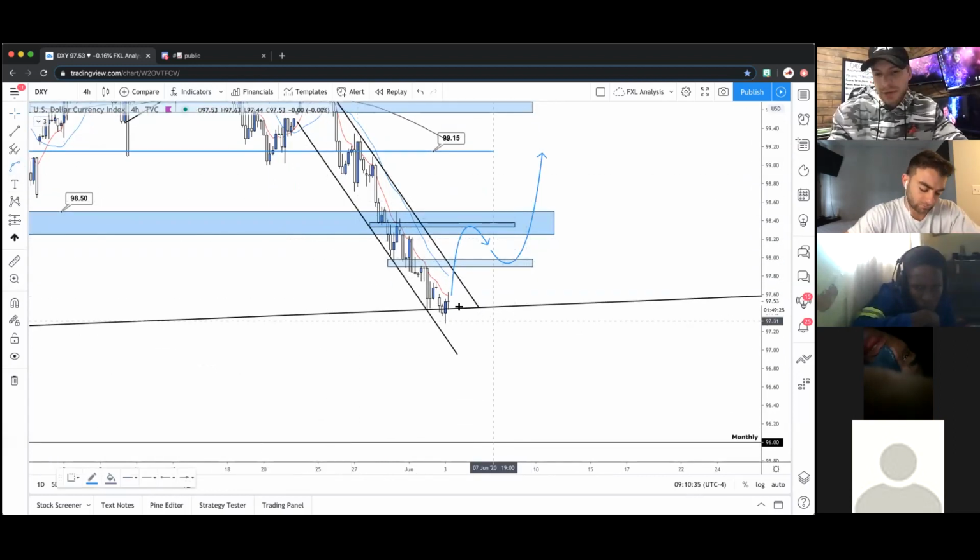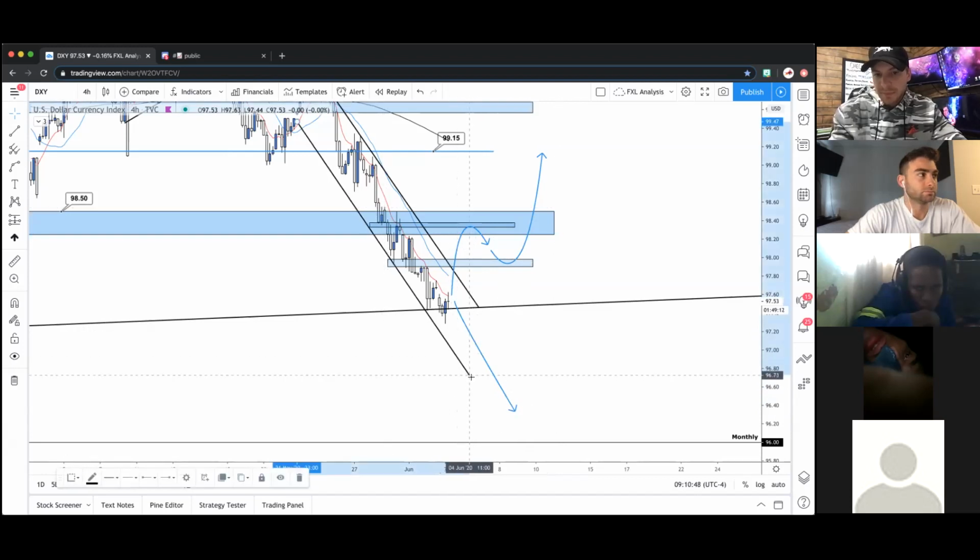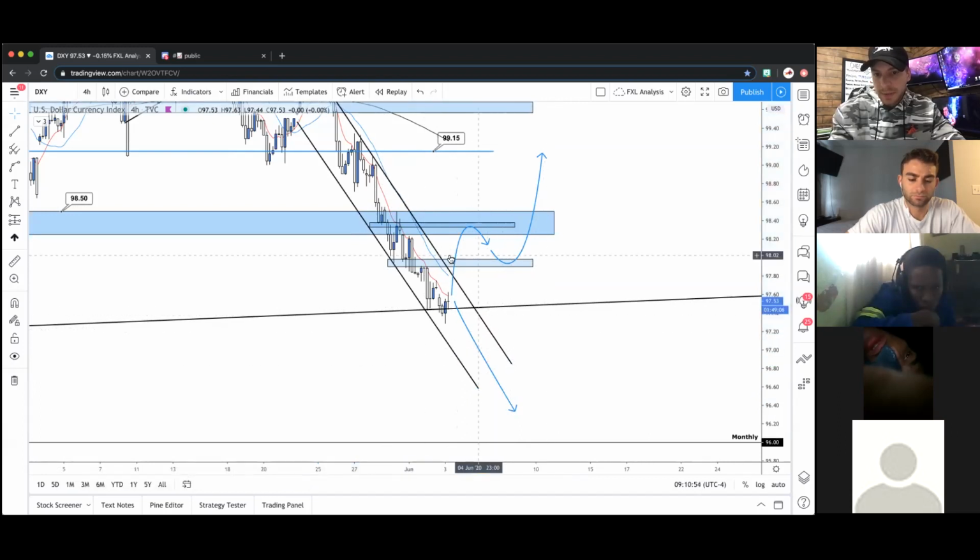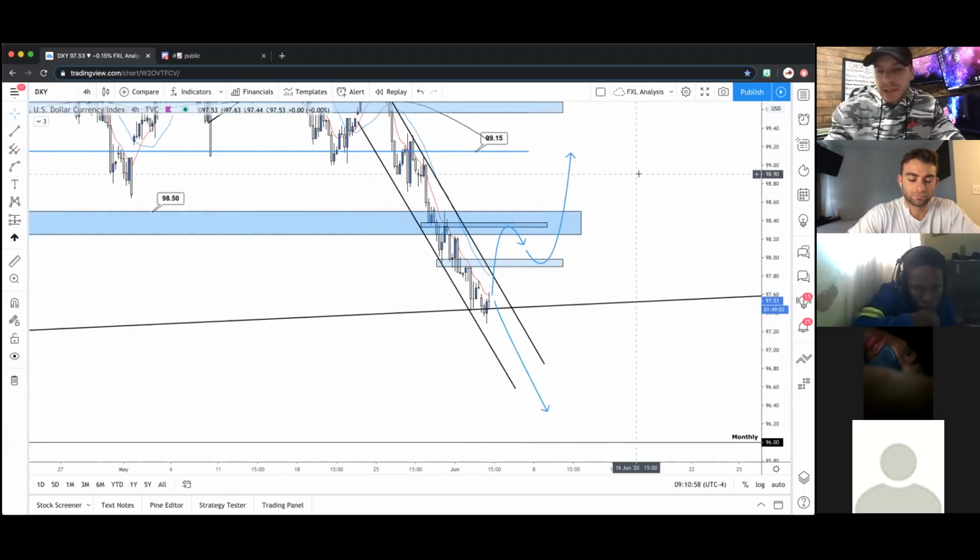So if it does pull out of this channel here, it's pretty likely that we could just see this continue to drop, potentially down towards this monthly. That is quite a ways away, but we'll be watching. If it just maintains this trend, until it breaks this trend, we're bearish. But we would ideally need to see these minor levels break and then this 4-hour level break to then go bullish again. So that's DXY.